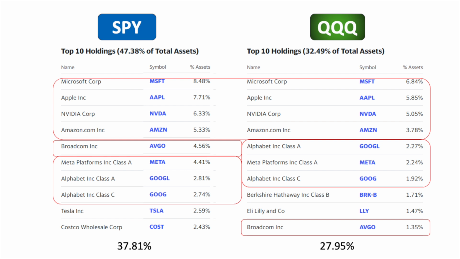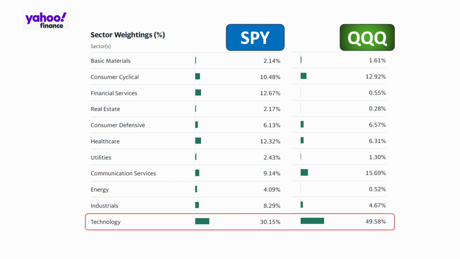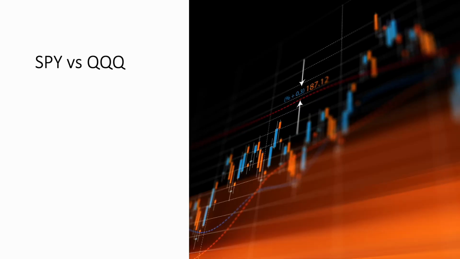So right away, when we're looking at these names, we're seeing some heavy tech. So when we look at sector weightings for SPY and QQQ, some people probably think to themselves, well, NASDAQ's just a collection of tech stocks. Well, no, it isn't, though it is around half tech stocks, and that percentage is dropping. But SPY is still pretty heavy on the tech, 30%. So it's important to understand what these two vehicles actually are, SPY versus QQQ.